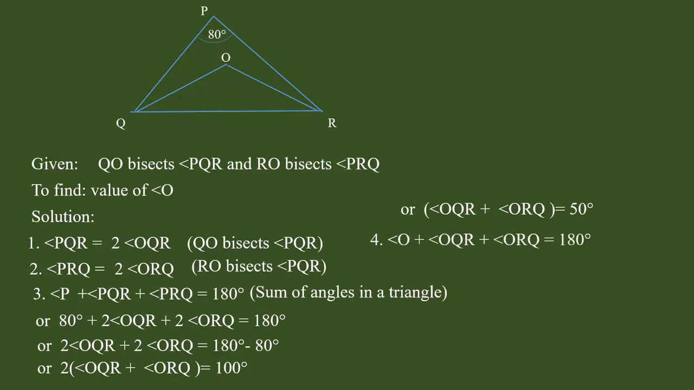Now, what is the sum of angles? Angle O plus angle OQR plus angle ORQ is equal to 180 degrees. Let's keep the combined value of OQR and ORQ as 50 degrees. So angle O plus 50 degrees gives you 180 degrees. So what is angle O? 180 degrees minus 50 degrees. And what is angle O? That is 130 degrees. Sorry, I wrote it wrongly a moment ago, that was a mistake. It is 130 degrees. Okay, you can write 130 degrees.